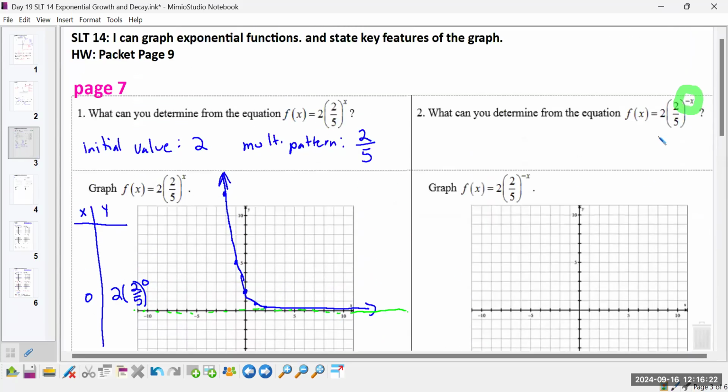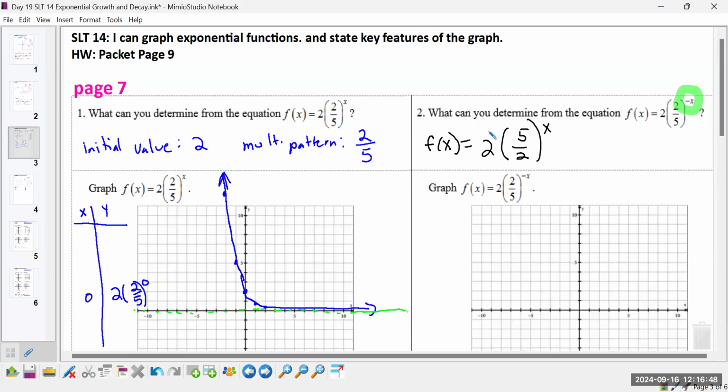When I look at number 2, the only difference is this negative power. So I have two choices. I can work with the negative power, or I can rewrite it. I'm going to rewrite it because it's going to tell me something about how my graph should look. So I'm going to write this as 5/2 to the x. Negative power, take the reciprocal, get rid of the negative.